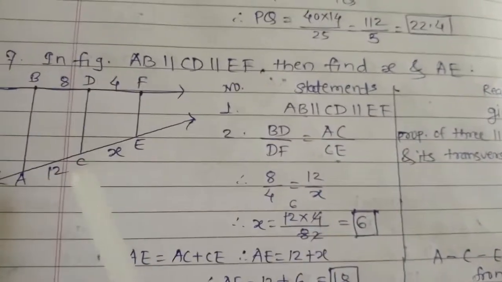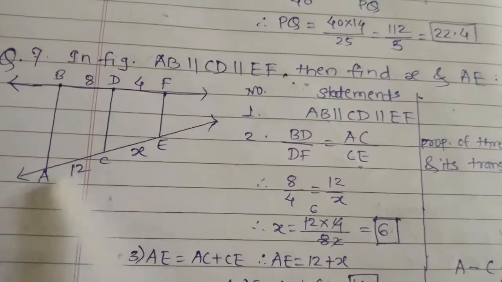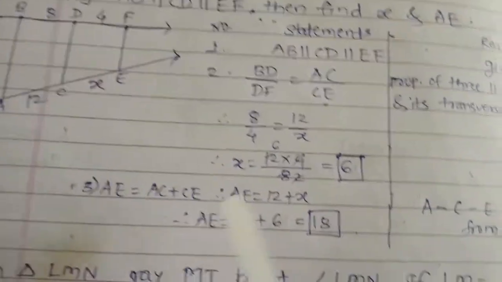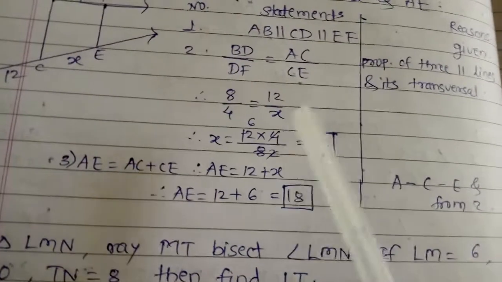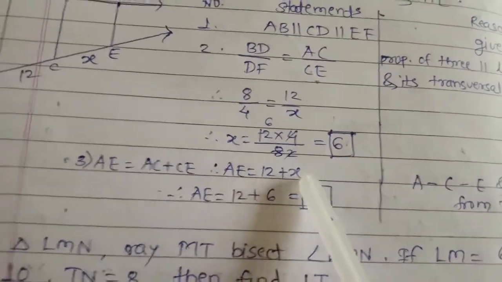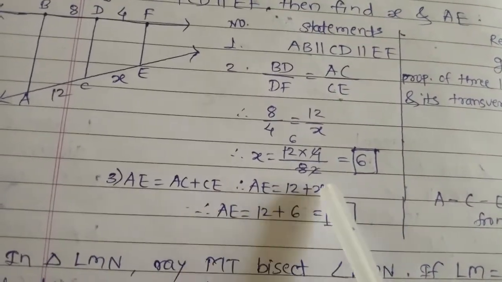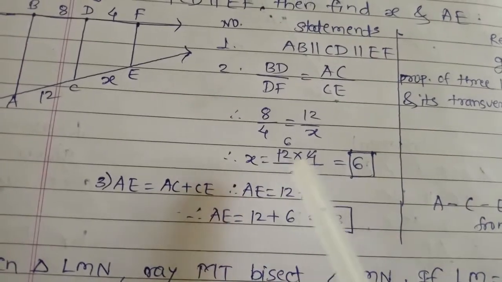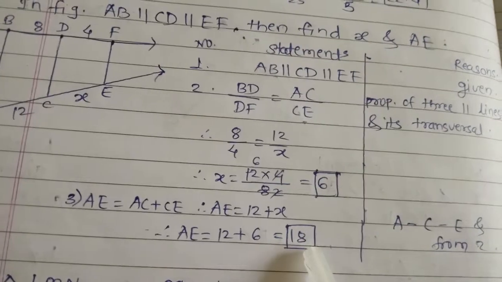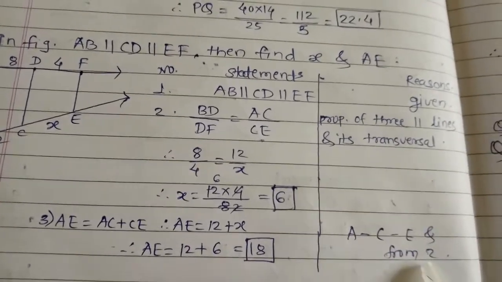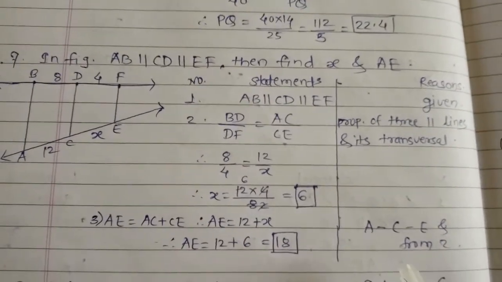And now we are going to find AE. So AE is made up of AC and CE. We take the addition of these, since C is in between A and E. So AE is equal to 12 plus X. The value we found here is X equals 6. So put it down here, and we get AE is equal to 18. So this is the answer.